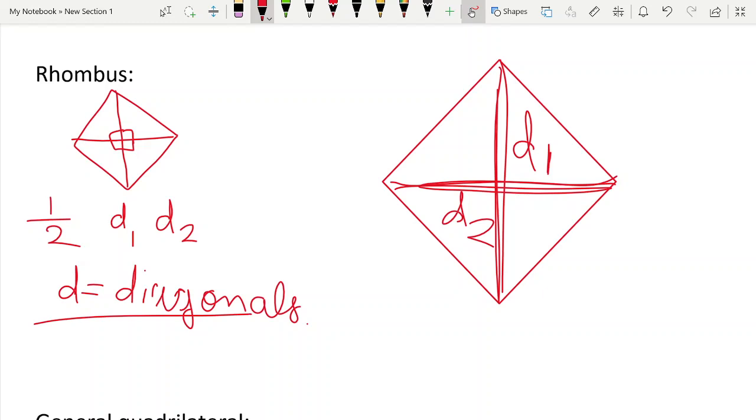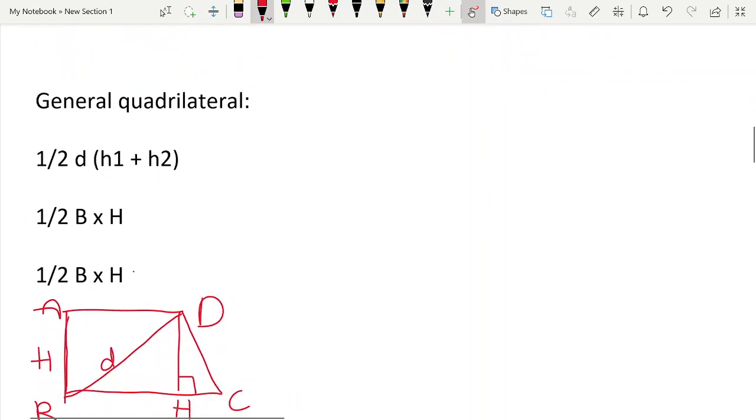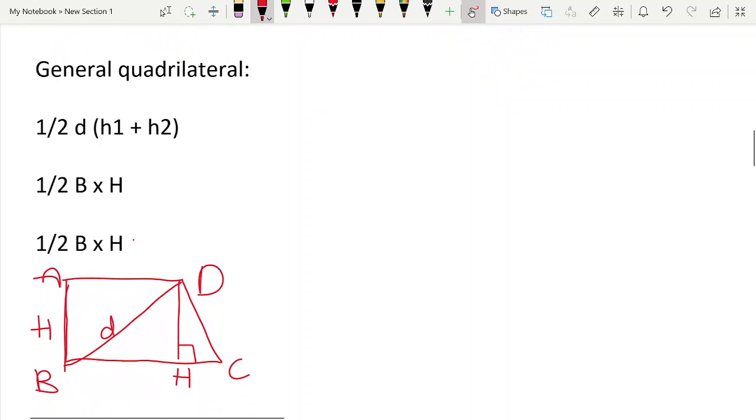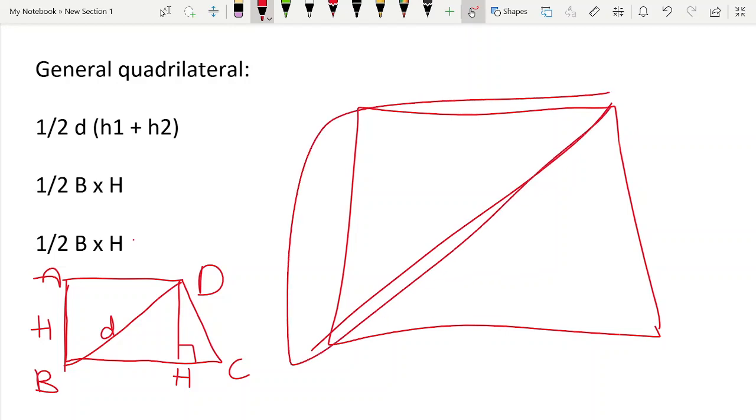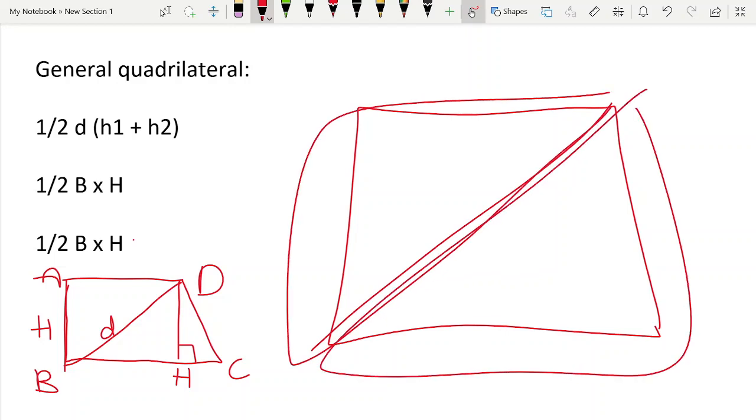Then we've got the formula for any quadrilateral: half d times (h1 plus h2). If we have a trapezium kind of shape, you can't really tell if it's a trapezium, right? It needs to be stated. So you divide this into 2 triangles with a diagonal, take the area of each and add them together. So that's our formula: half times diagonal times (h1 plus h2).